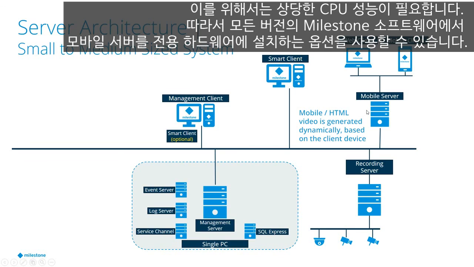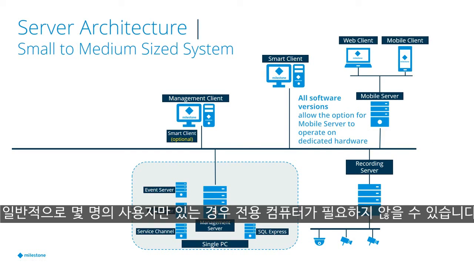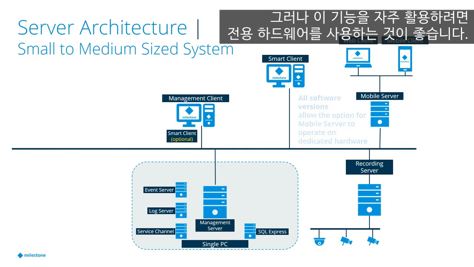This requires significant CPU power, so on all versions of the Milestone software, the option of installing the mobile server on dedicated hardware is available. Generally, if you only have a few occasional users, a dedicated computer may not be necessary, but if you plan to frequently take advantage of this capability, it's advisable to go ahead and use dedicated hardware.